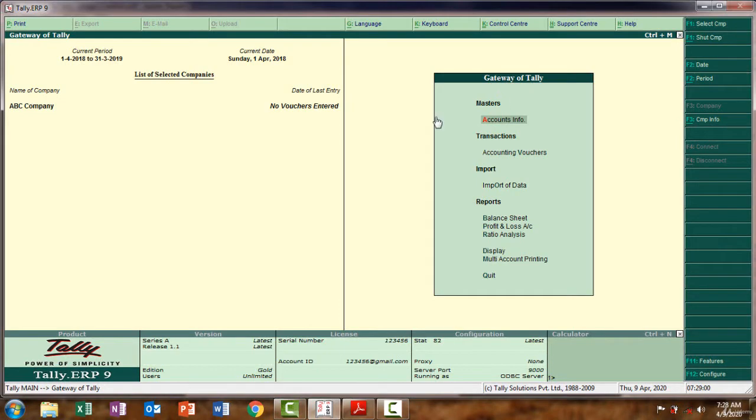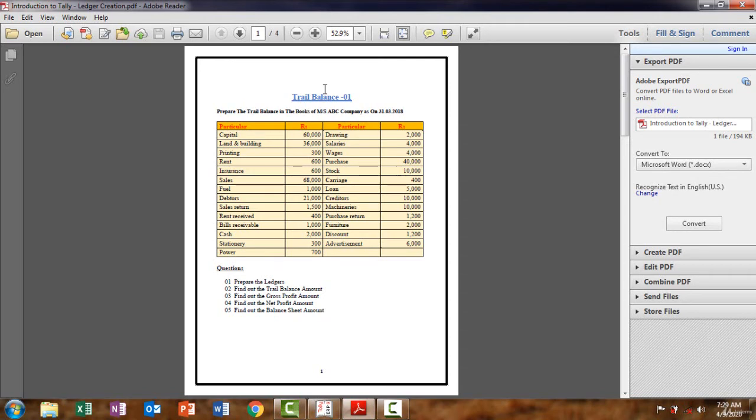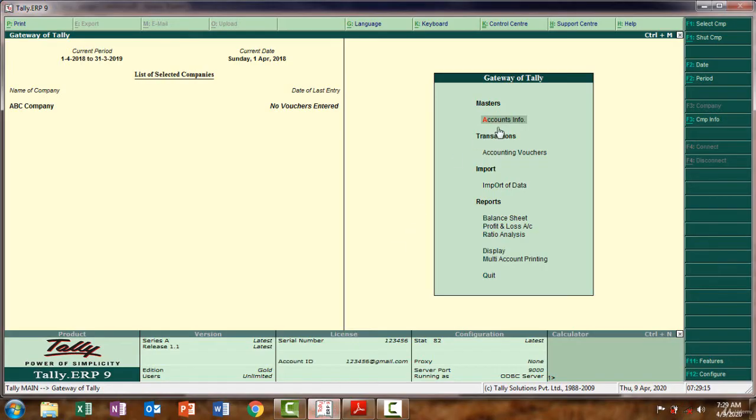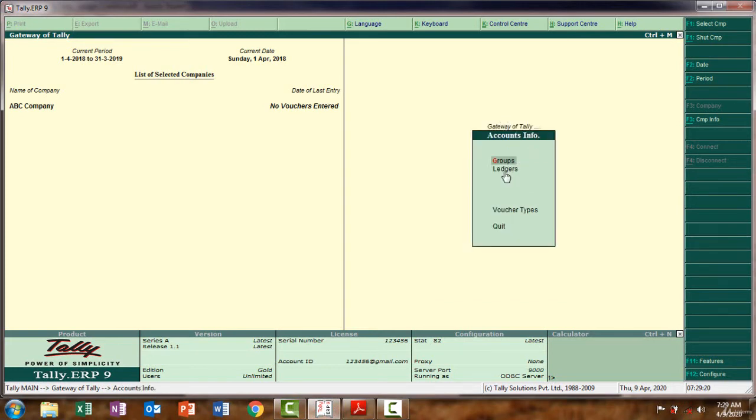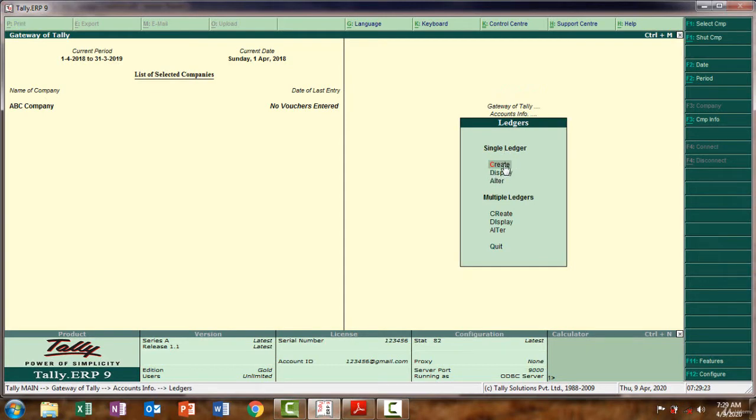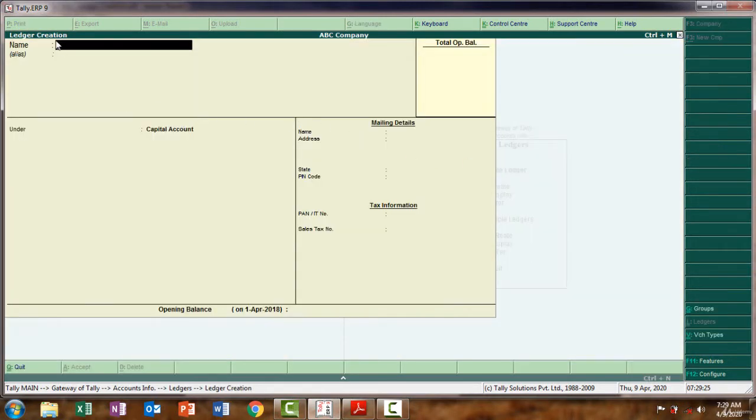First, I have to look at the question. The first one is the capital account, so we have to create the capital account and enter 60,000. First I go to the Gateway of Tally, then Account Info, then Ledger, then Single Ledger, and create the single ledger. We need to type capital here. The capital is this ledger that we have to create.